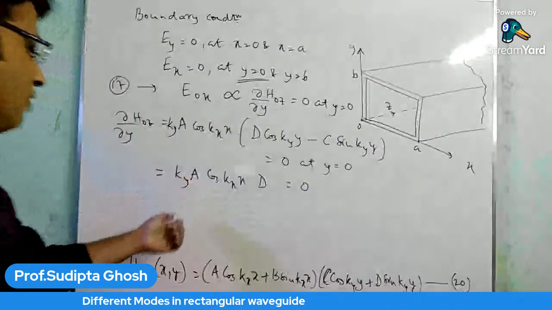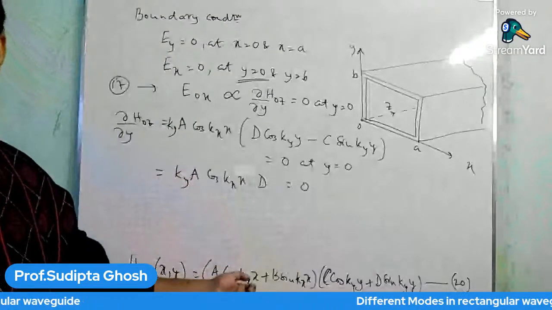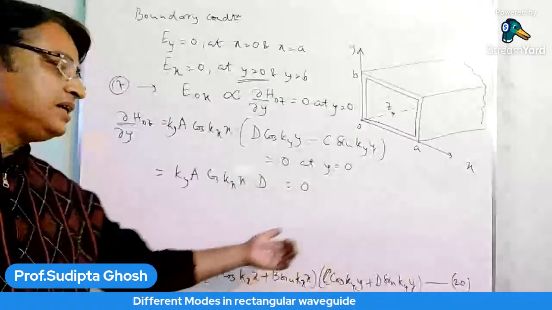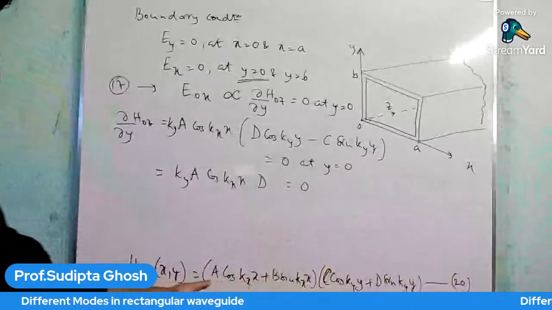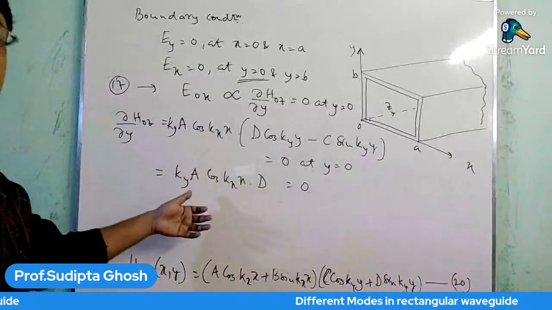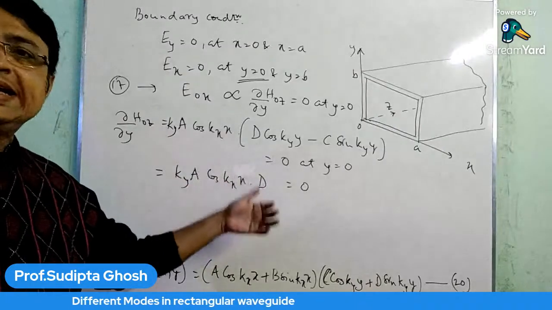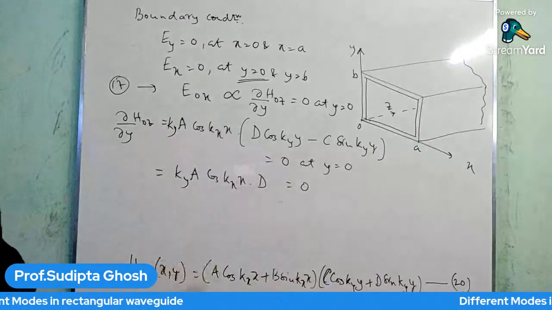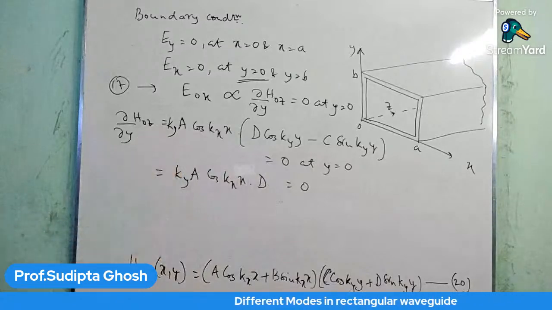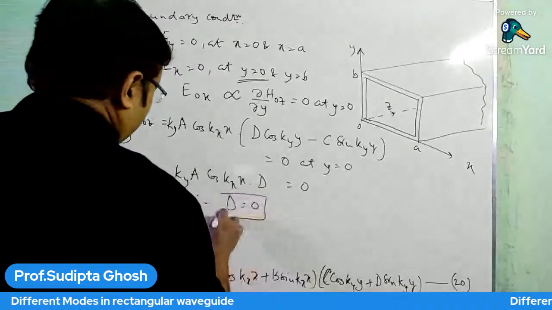So if the value of a here is taken as 0, b is already 0. If a is also taken as 0, that means equation 20 again vanishes. So we can't take the value of a as 0. We are only left with d equals 0. From this particular equation, we conclude that d must be 0.